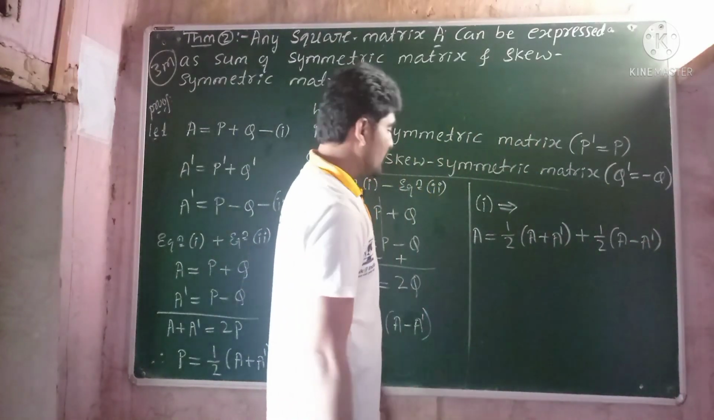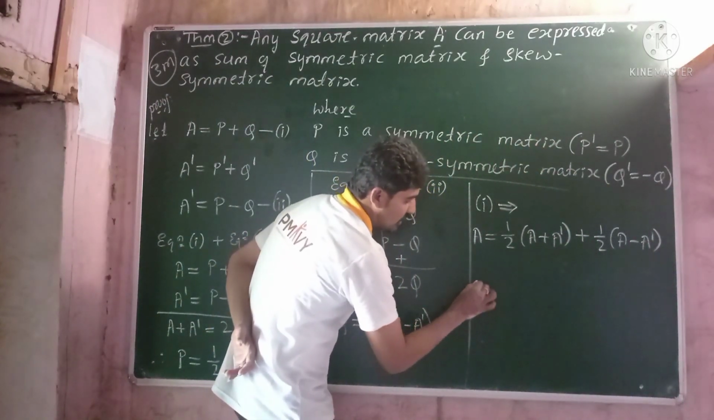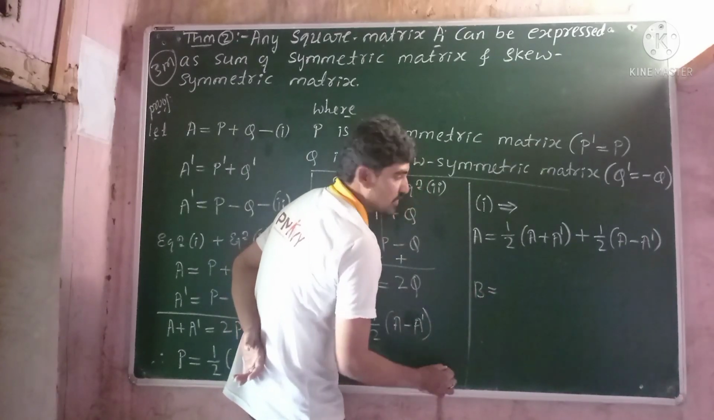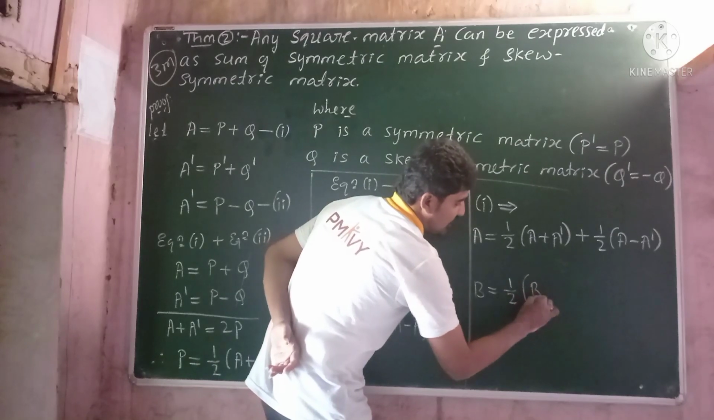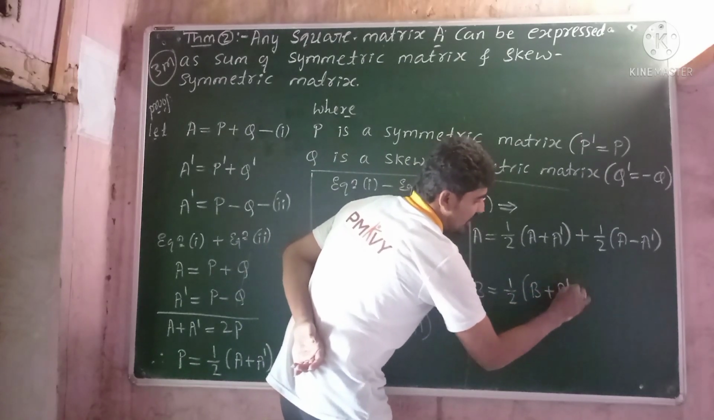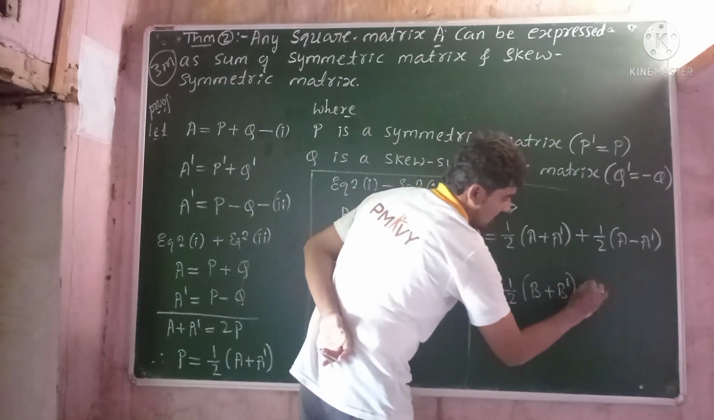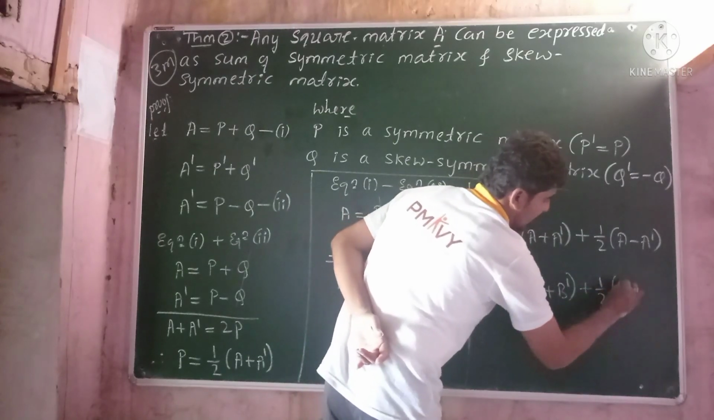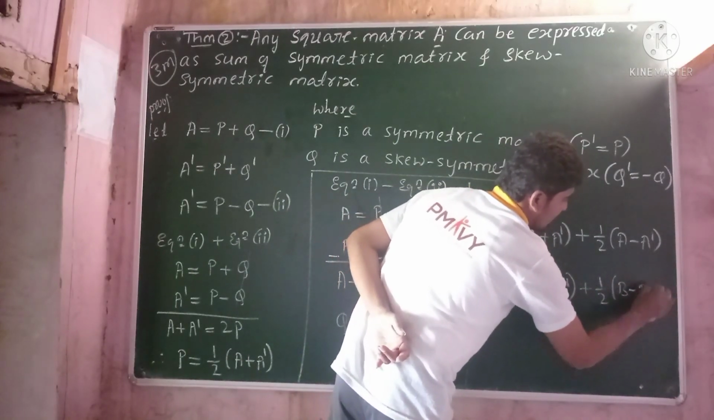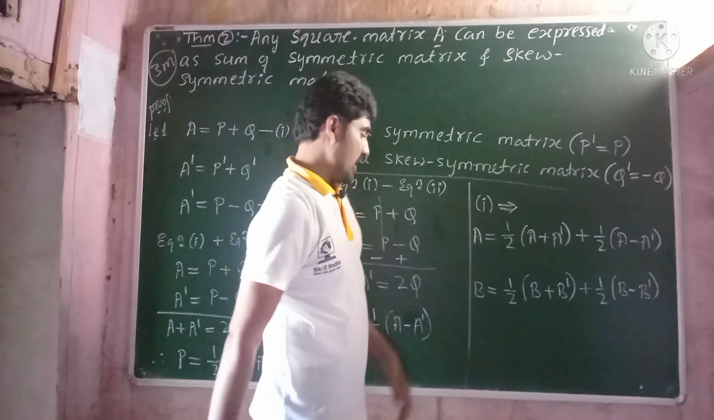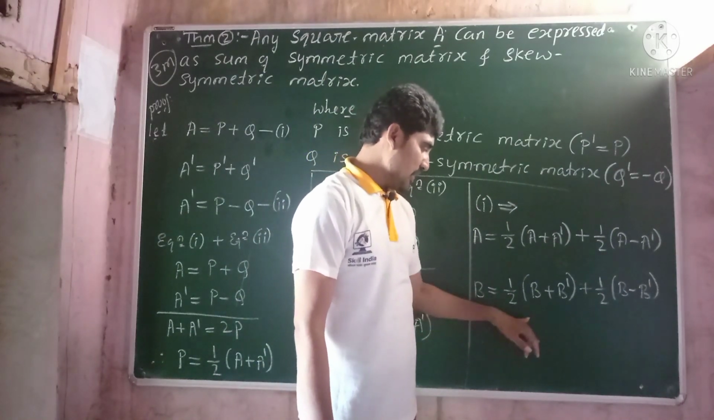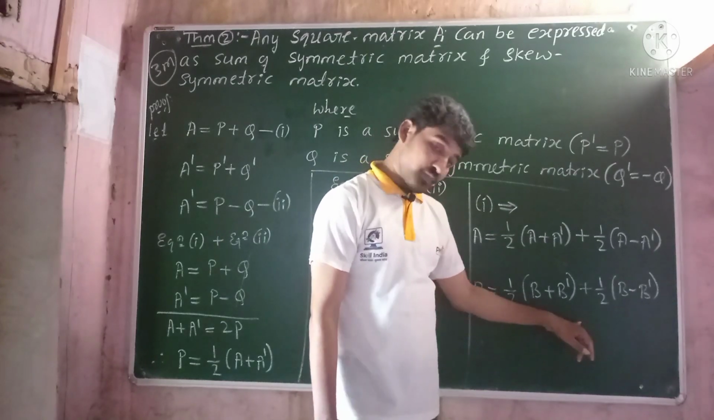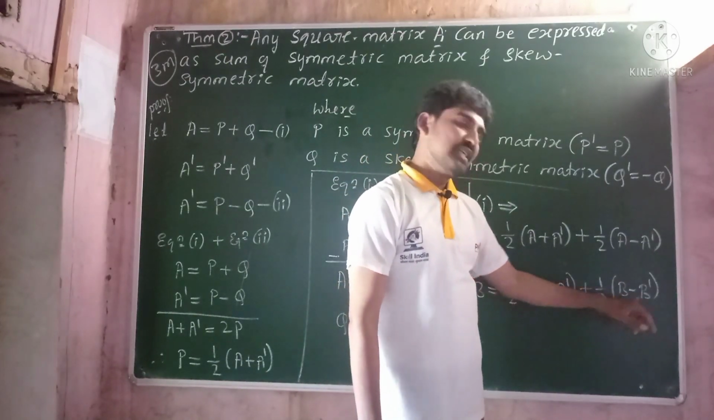If suppose matrix B is given, then what will the formula become? Matrix B is equals to 1 by 2 times of B plus B dash plus 1 by 2 into B minus B dash. And similarly for the matrix C, what will it become? C matrix is equals to 1 by 2 into C plus C dash plus 1 by 2 into C minus C dash.